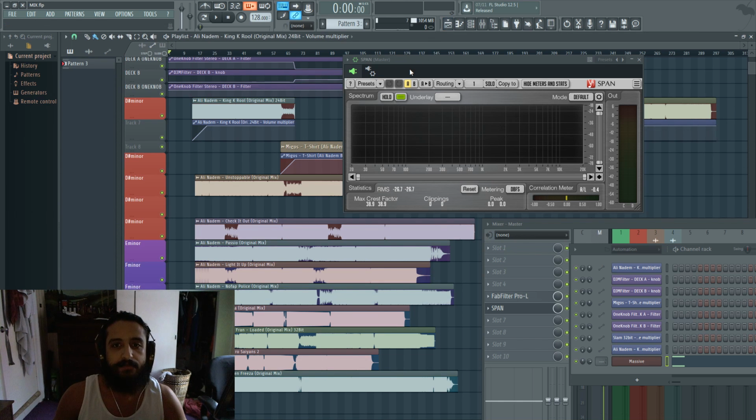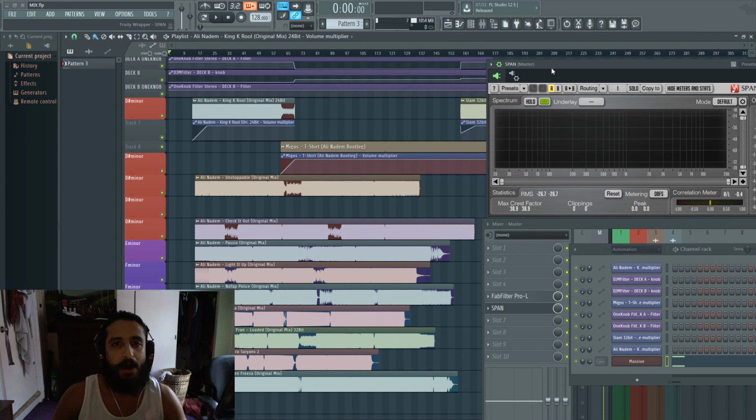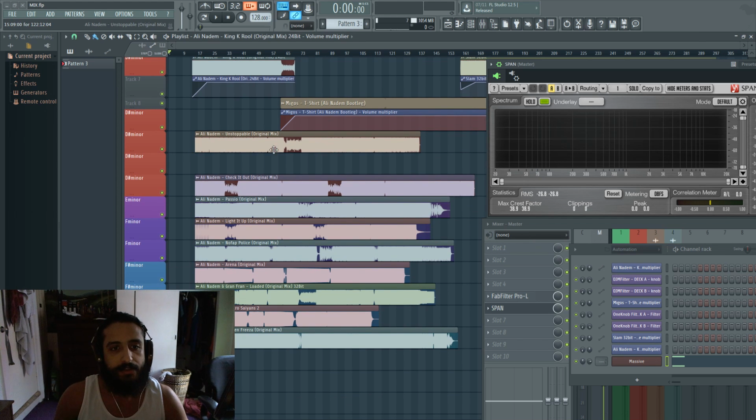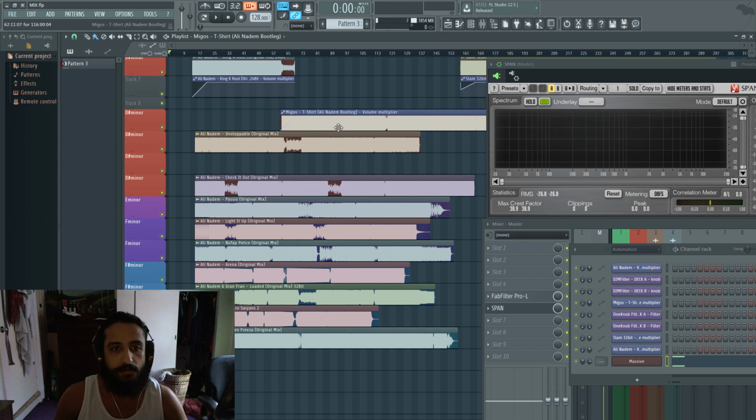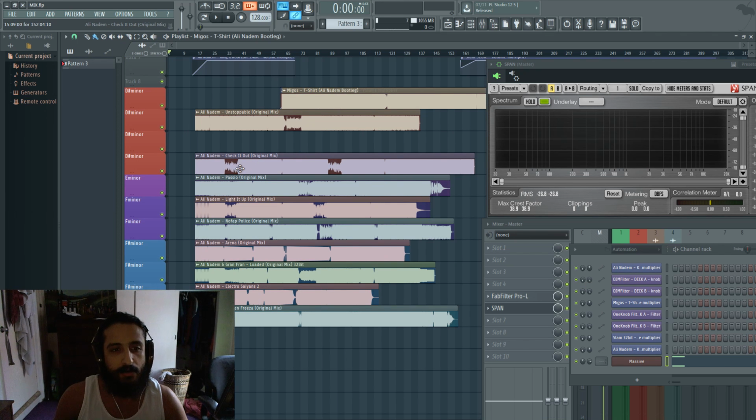with genres like future house and bouncy house music, you have a lot of bounciness. You have it going up and down octaves. But you definitely want to make sure you have a minimum range. What's your lowest low? And so for me, in King K Rool, D sharp is my lowest. If we go to this track, Unstoppable, D sharp. The Migos track, again, is also D sharp. This song, Check It Out, I think it's D sharp. It might be E.